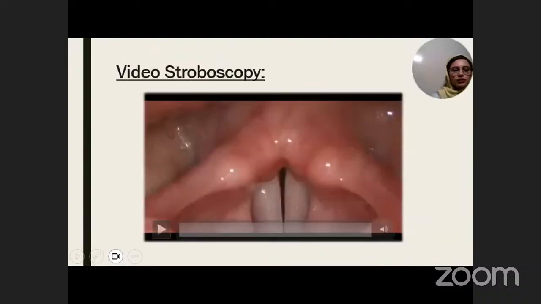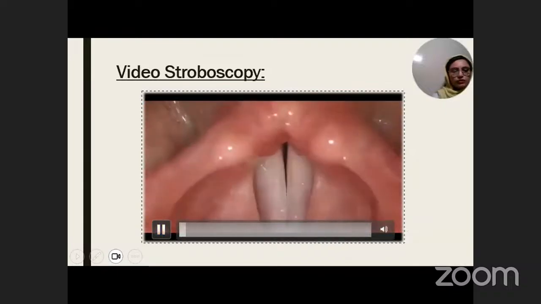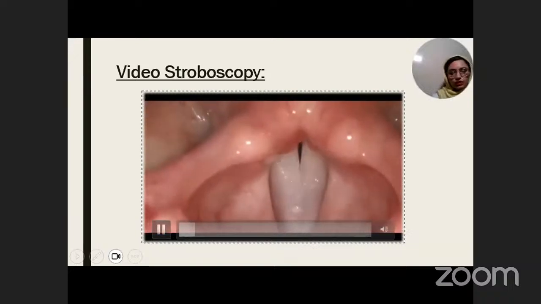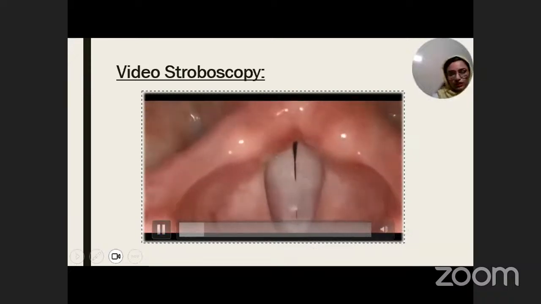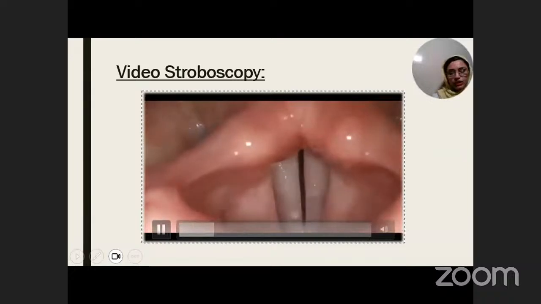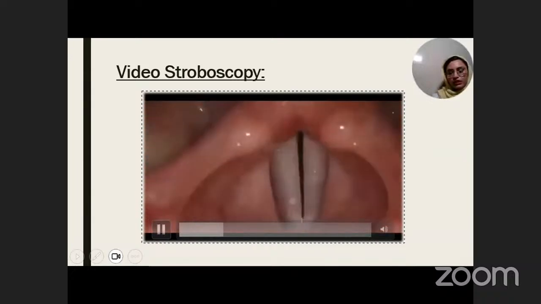Here is a video stroboscopy of the normal female vocal cords. Here you can see subtle mucosal motions of the vocal cords and vocal height, which is not as much appreciable on 70-degree examination.